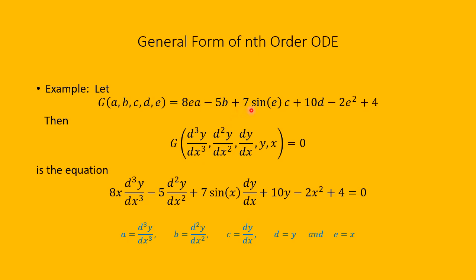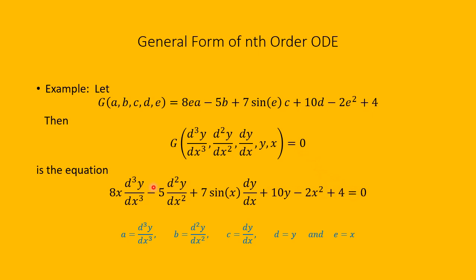Then if we look at 7 times sine of e, okay, that's going to be 7 times the sine of this last parameter, which is just x. So we get 7 times sine of x. And it's also multiplied by c, which is, according to this formula here, the derivative of y with respect to x. Similarly, 10d turns out to be 10y. Minus 2e squared is minus 2x squared, plus 4 is just plus 4. And this all has to equal 0.